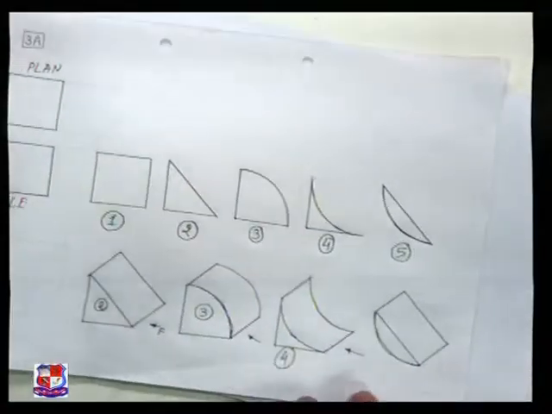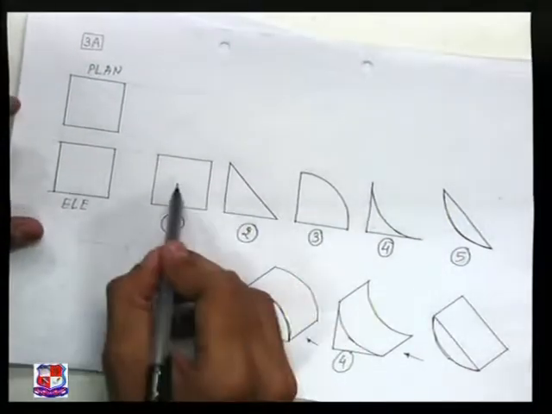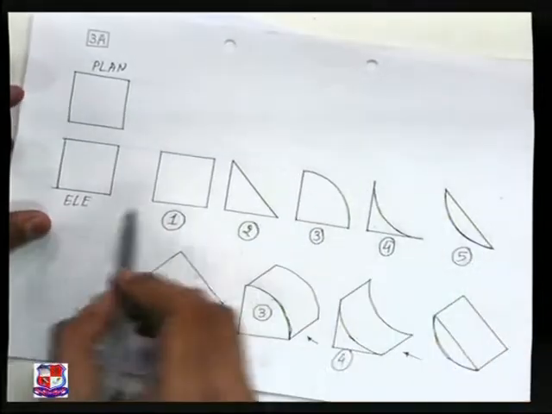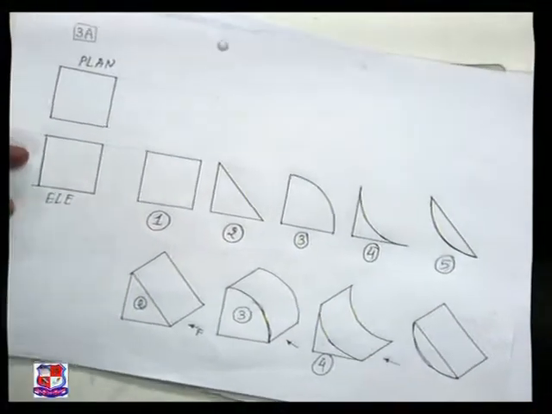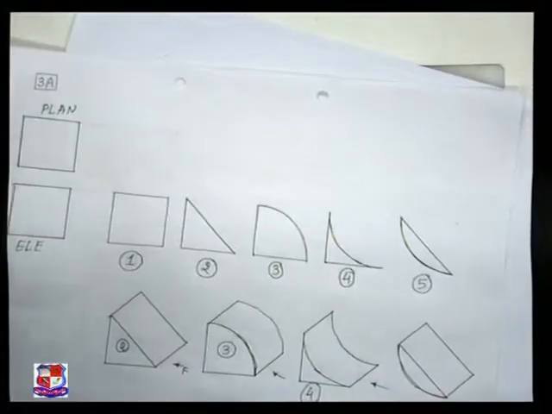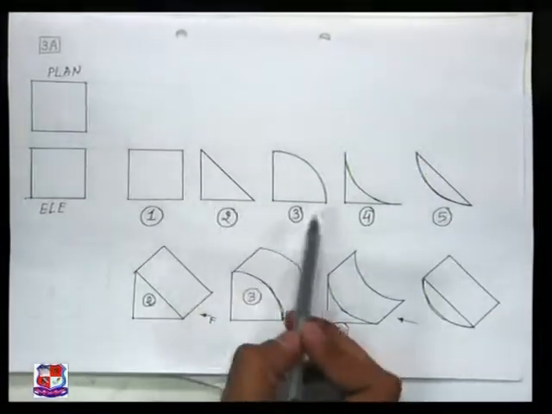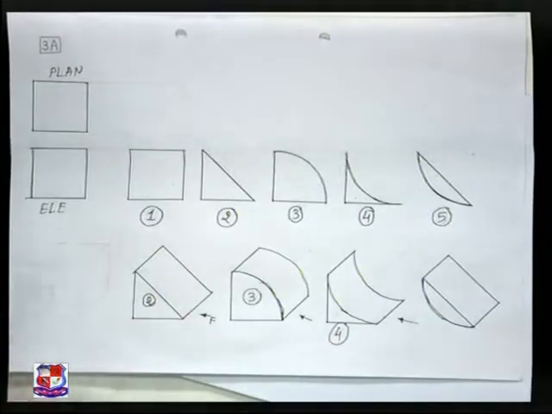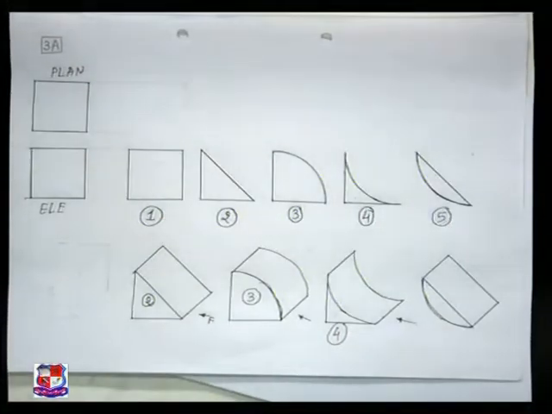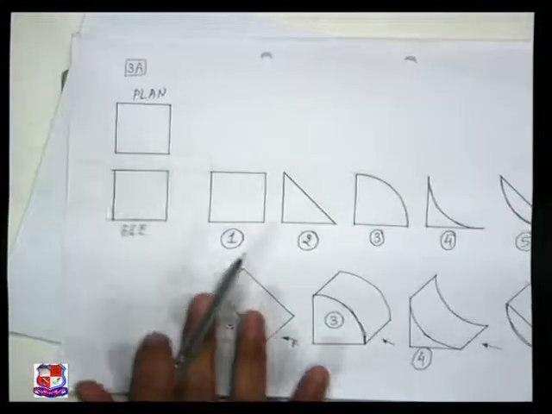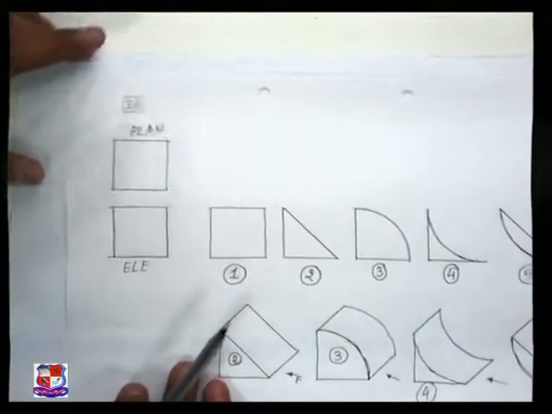So 5 possibilities are there: 1, 2, 3, 4, 5. You have to draw just these five answers, not this isometric view. I hope the question is clear to all of you. 5 possibilities, 1, 2, 3, 4 and 5. Of course, you cannot remember the solution of this problem because here plan and elevation may be given of any shape.